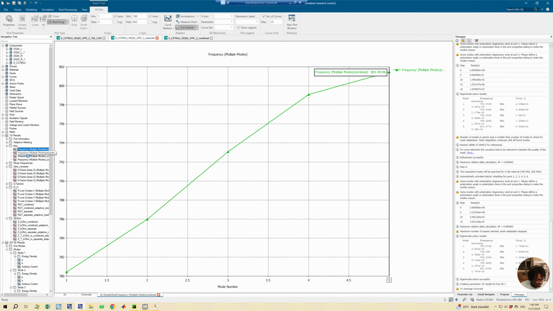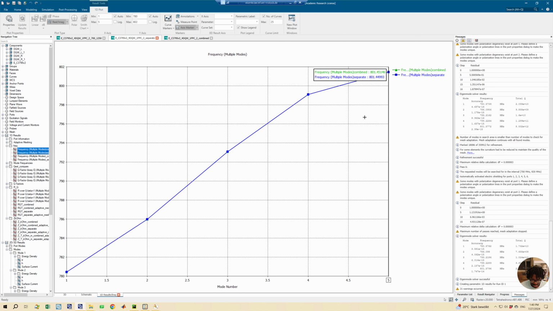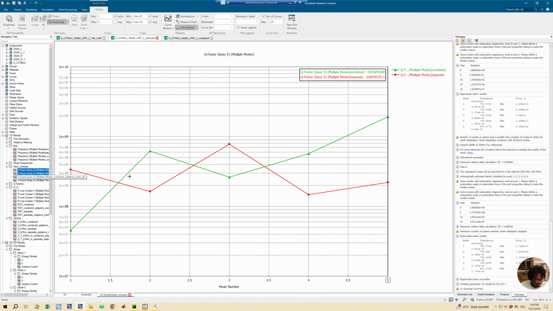Let's see. So for the frequency, I copied the results from this into this, and the results were pretty close in frequency, correct to two decimal places for most of the frequencies. We have just 5 modes here, and we saw a big difference in the external quality factor, some varying up to an order of magnitude. The model is the same, just that for one of them we combined the overlapping regions, and for the other I did not.